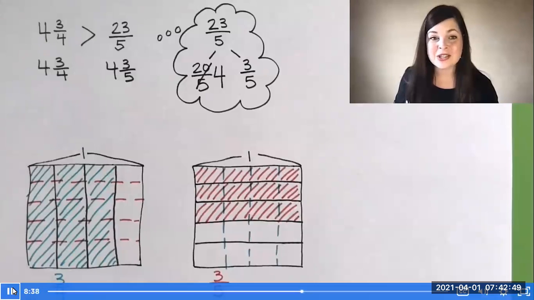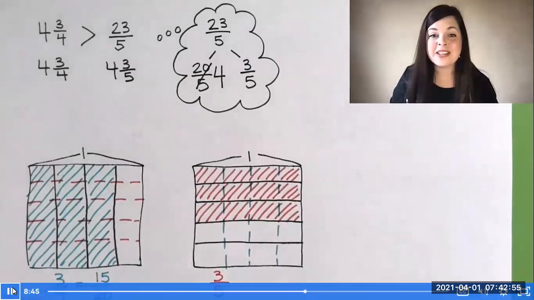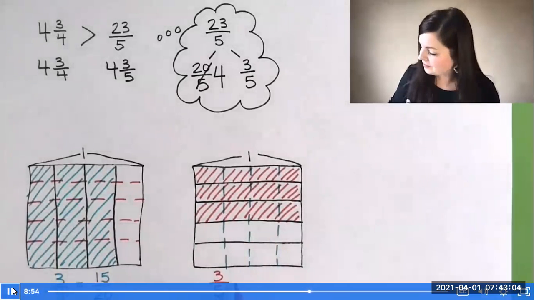And how many 20ths are shaded in the first area model? 15 20ths are shaded, so 3/4 equals 15 20ths. How many 20ths are shaded in our second area model? 12 20ths are shaded, so 3/5 equals 12 20ths.